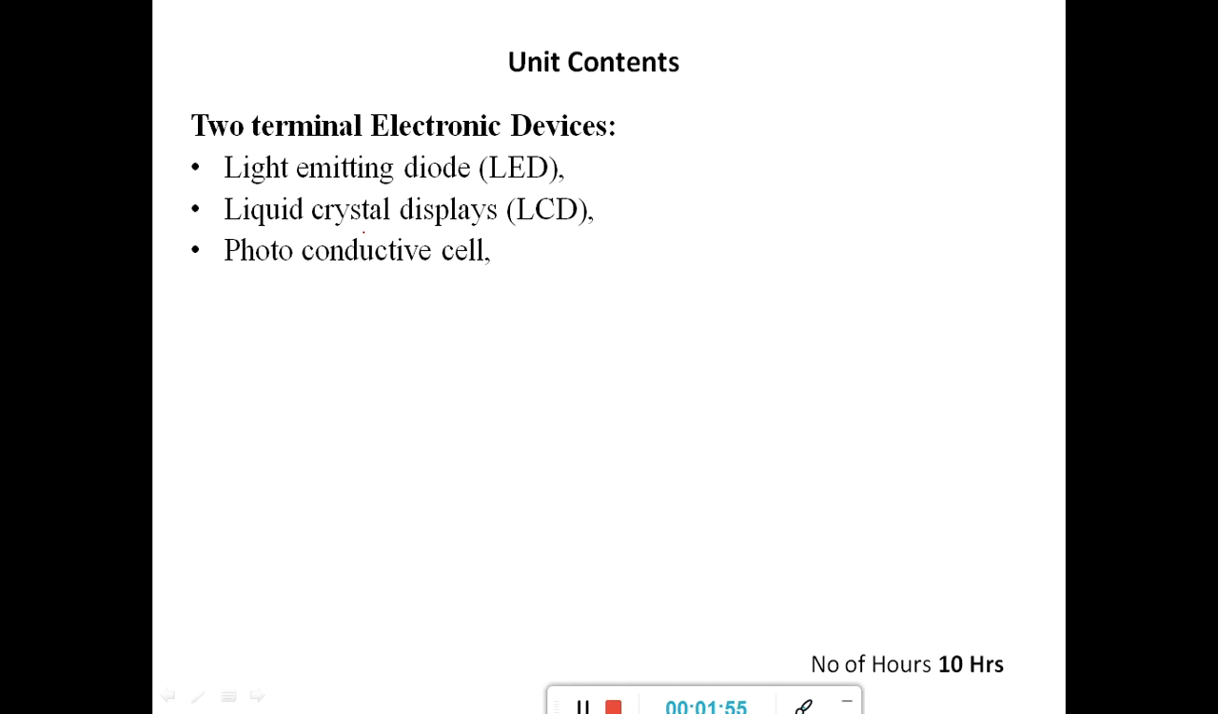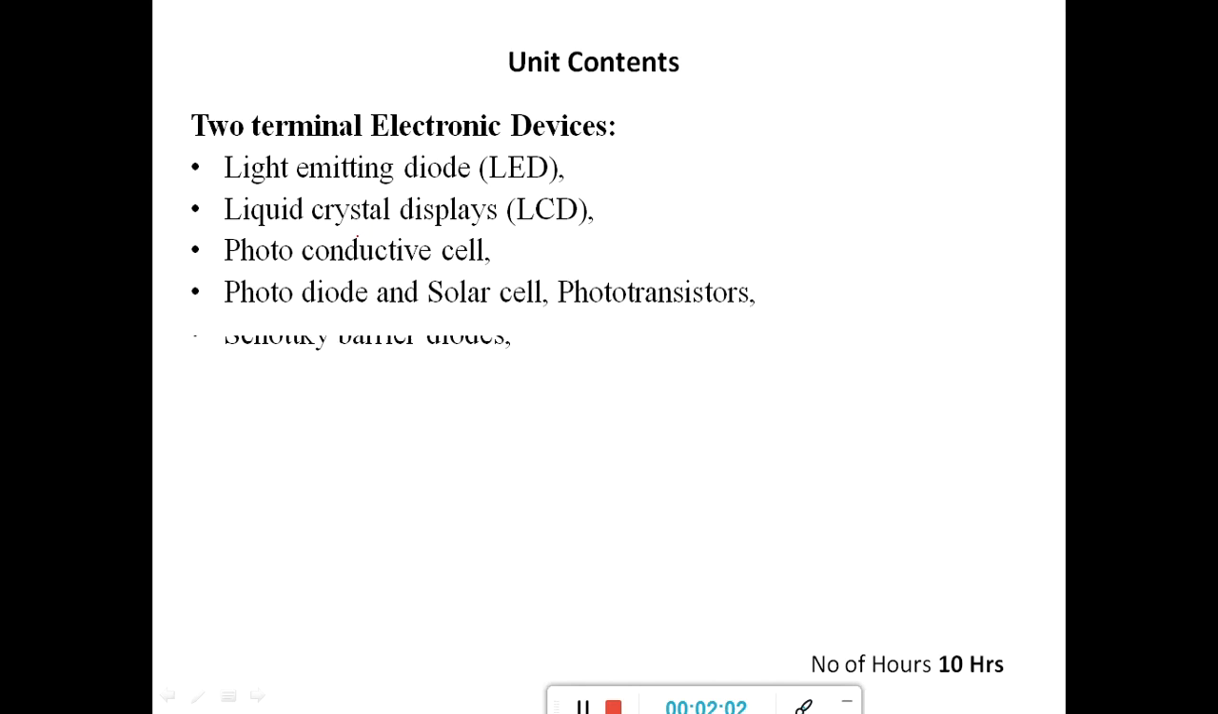Then we will be discussing photoconductive cells, photodiodes, solar cells and phototransistors, followed by a specialized diode, which is called the Schottky barrier diode. It is being used in some specialized applications. Then comes varactor diodes, variable capacitor diodes. They also find their applications in some specialized purposes. Then coming to power diodes, we'll be discussing power diodes also.